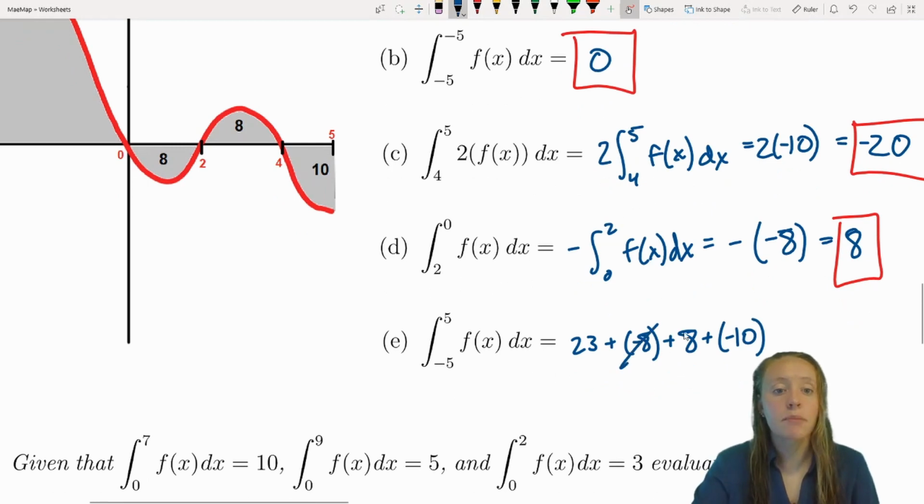We can see -8 plus 8 cancels out to give us 0, and then 23 plus a -10, 23 minus 10, that's going to be 13. So my integral has a value of 13.